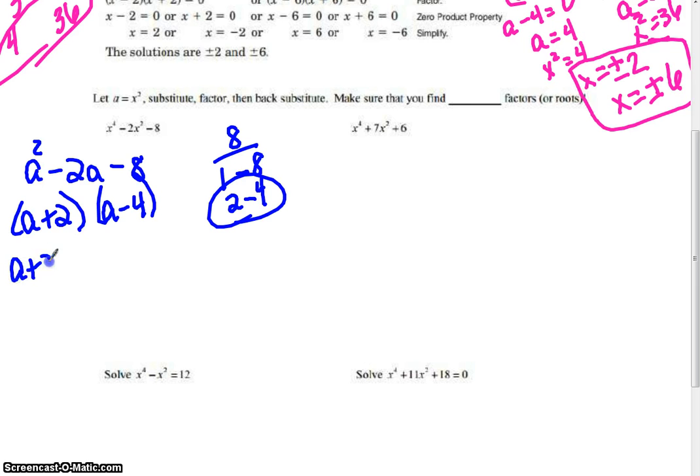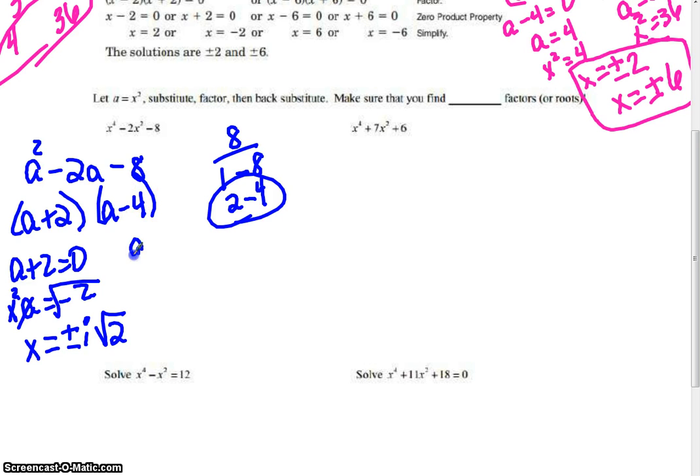So a plus 2 equals 0. Move your 2. A is equal to negative 2. Replace the a, x squared is equal to negative 2. So x is equal to plus or minus the square root of negative 2. Now remember, when you take the square root of a negative number, you can't leave that negative in there. You've got to pull it out as an i. So it's actually plus or minus i square root of 2.